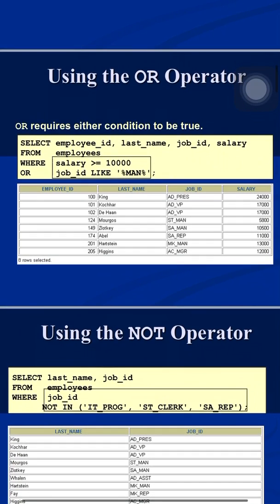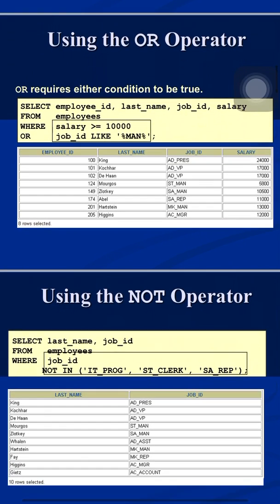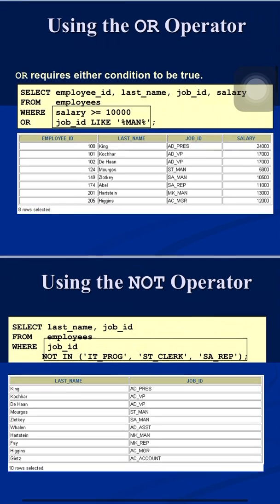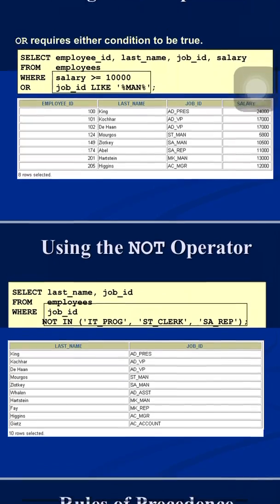And the third one, that is NOT. So how can we use NOT? Here we are using NOT with IN. So where job ID not in this. Apart from these job IDs, all other job IDs' records will be displayed. So select last name, job ID from employees where job ID not in IT_PROG, ST_CLERK and SA_REP. Apart from these 3 job IDs, all other job IDs are included, and all those employees are getting displayed in this particular query.